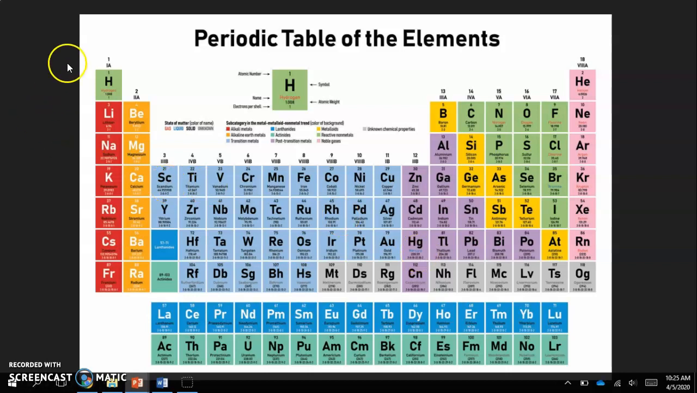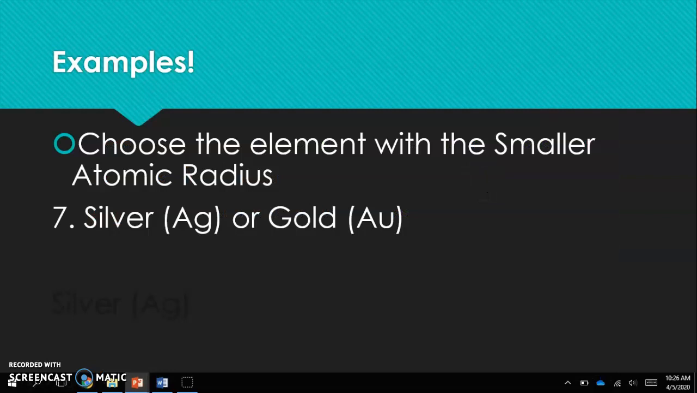So if we increase as we move down, that means if we're looking at silver and we're looking at gold, if we want the smaller of the two, we're going to find the one that is further up in the table, all right? So here we've got silver above our gold, so that's going to be our indication that silver is going to have a smaller atomic radius because radii increase as you move down. So if we're increasing as we move down, we can expect for gold to have a larger radius, and then our problem was asking which one would have the smaller one, so that is silver.